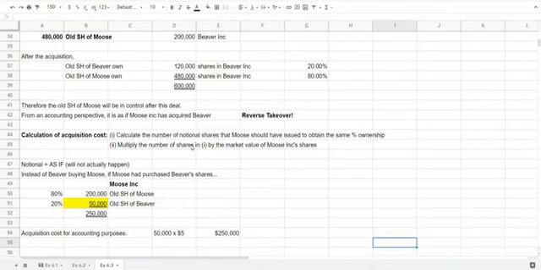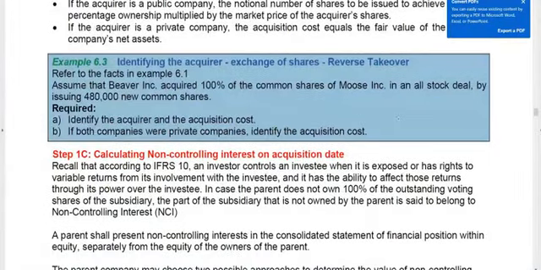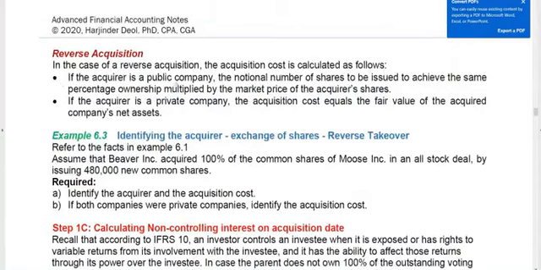Okay. So if the acquirer is a public company, the acquisition cost is calculated as the notional number of shares to be issued to achieve the same percentage ownership multiplied by the market price of the acquirer's share. We just saw that. If the companies were private companies, the acquisition cost will be equal to the fair value of the acquired company's net assets.